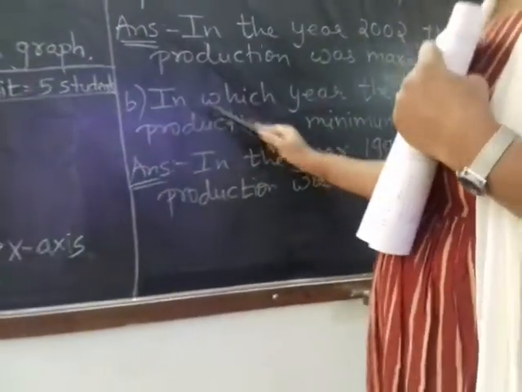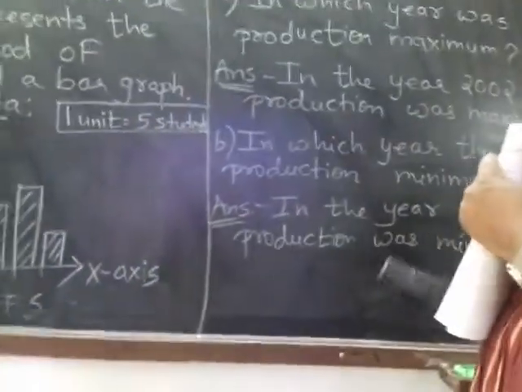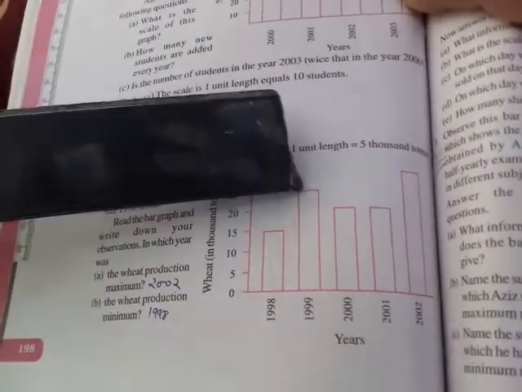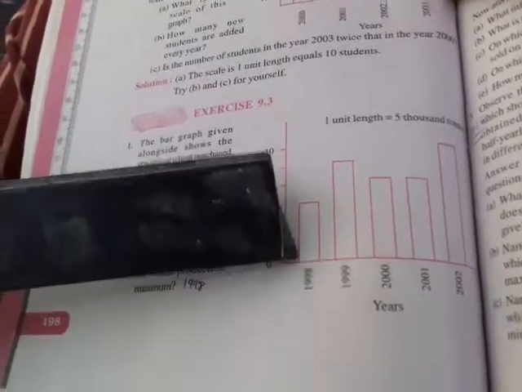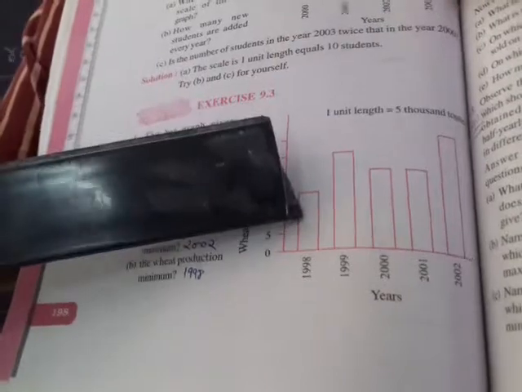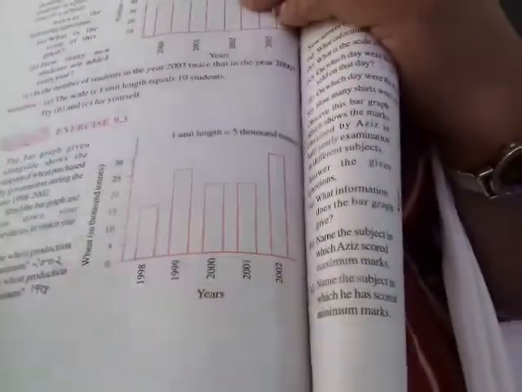Okay, now question number B, in which year was the wheat production minimum? Minimum means you find the rectangular bar with the shortest length. It is in the year 1998. Compared to all the other bars given, in the year 1998 there is the smallest bar. So in the year 1998, the wheat production was minimum, and it was how much? 15,000 tons. I hope this is clear to you. Moving further with question number 2.